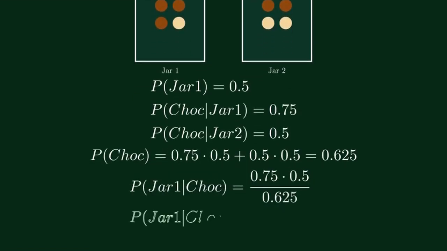Now use Bayes' theorem. The probability of jar 1 given chocolate is 0.375 over 0.625. That equals 0.6 or 60%.